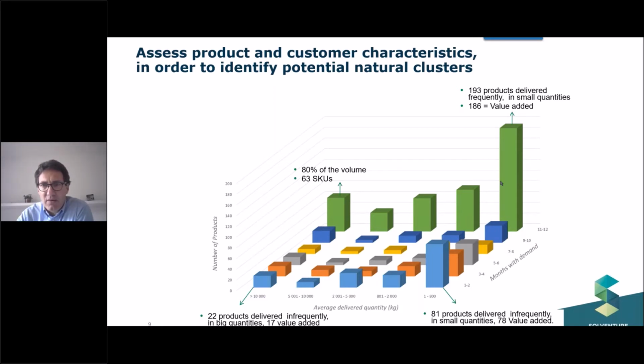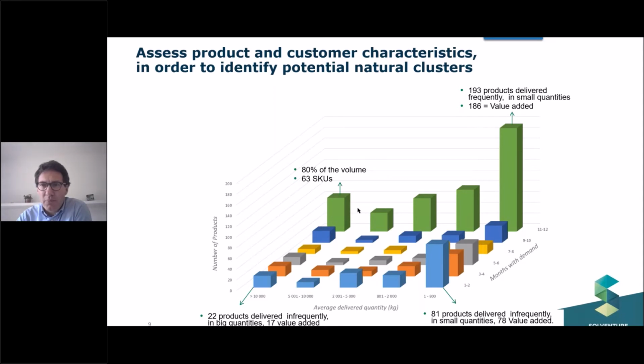So just one example. Think of the following, where we grouped the different SKUs in the products based on two characteristics, being the frequency of demand, so the number of months with demand, and the volume, the horizontal axis. What you see is that I have quite a number of products here on the back, where I have my arrow, 63 SKUs, but they represent 80% of the volume. That was the main business of the company.